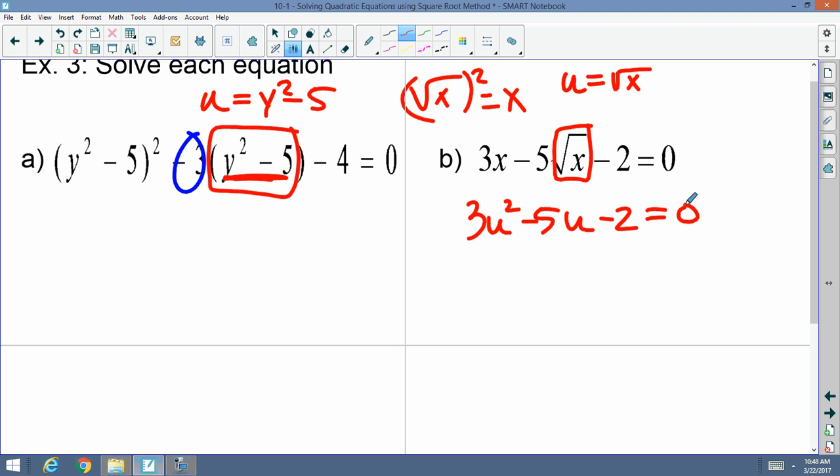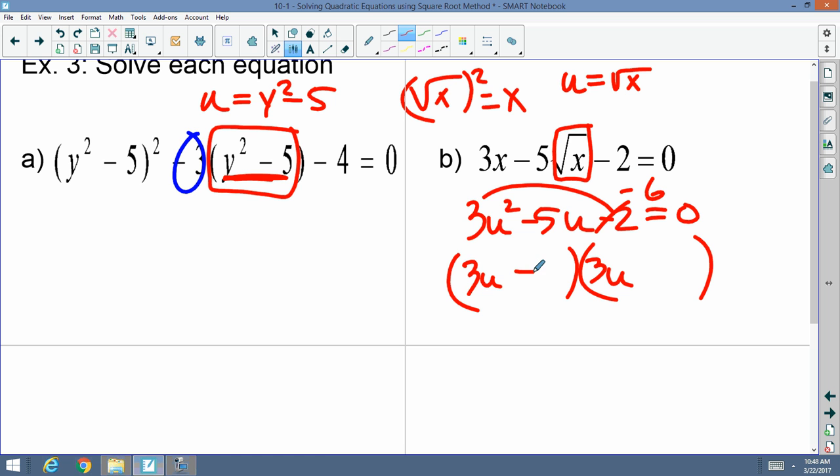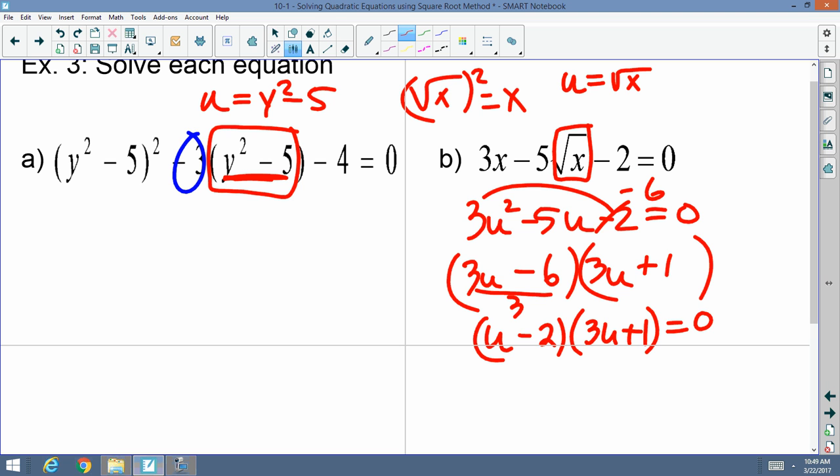Now we're going to do the cubic method. We know how to do this already. 3u squared. My new c is negative 6. What times what is negative 6, but when added gives negative 5? Sir, thank you very much. Negative 6, positive 1. So I've got (u minus 2)(3u plus 1) equals 0. So u equals 2 and negative 1/3.